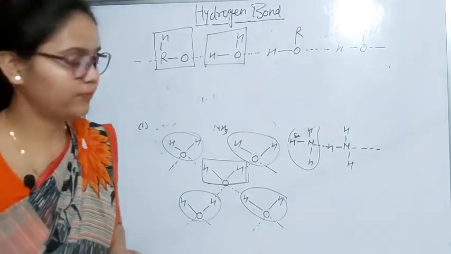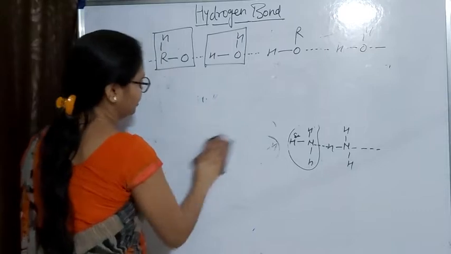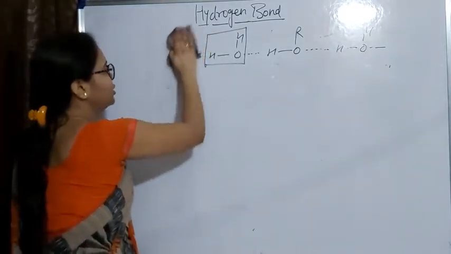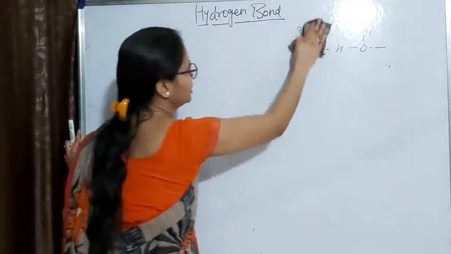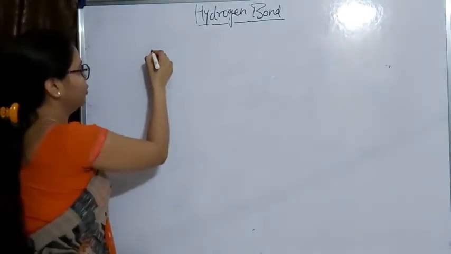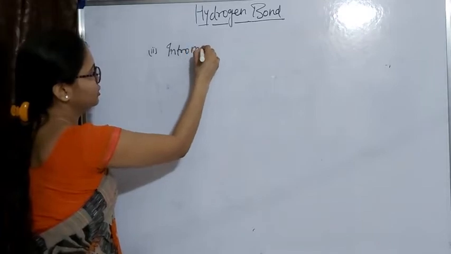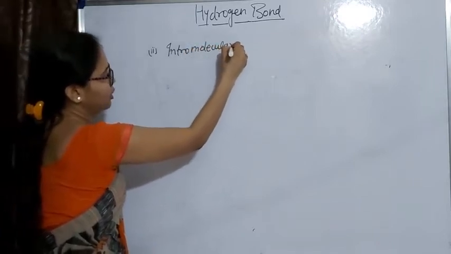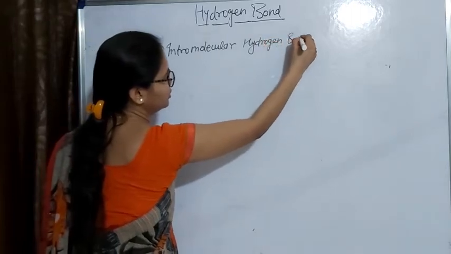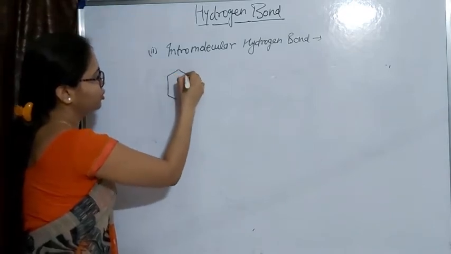Let's discuss the other one. Another type of hydrogen bond is intramolecular hydrogen bond. As I already told you, an intramolecular hydrogen bond forms in the same molecule. We are talking about the intramolecular hydrogen bond. Let's take one example, orthonitrophenol.